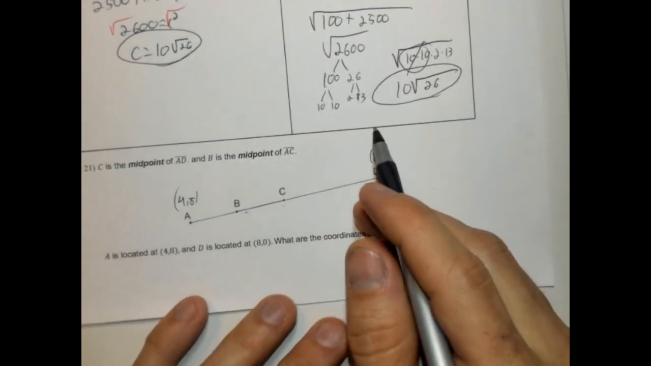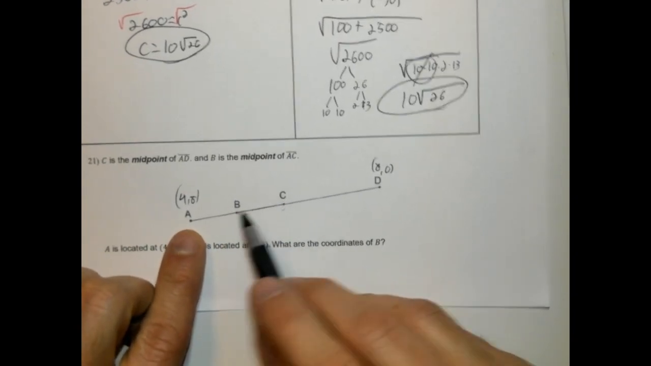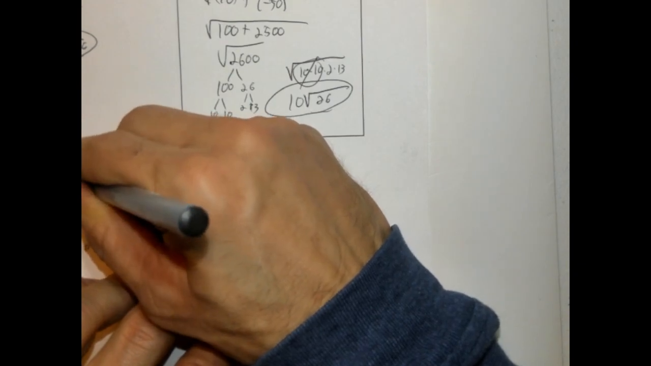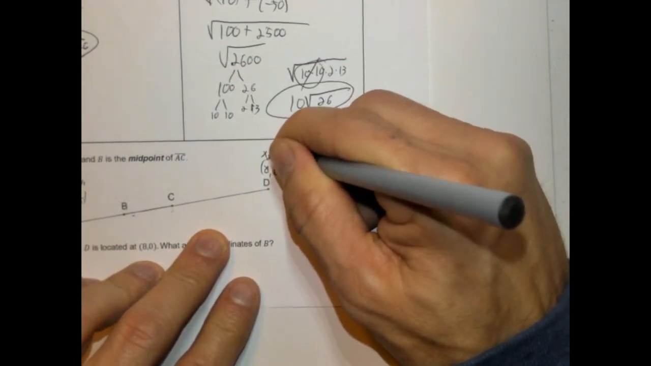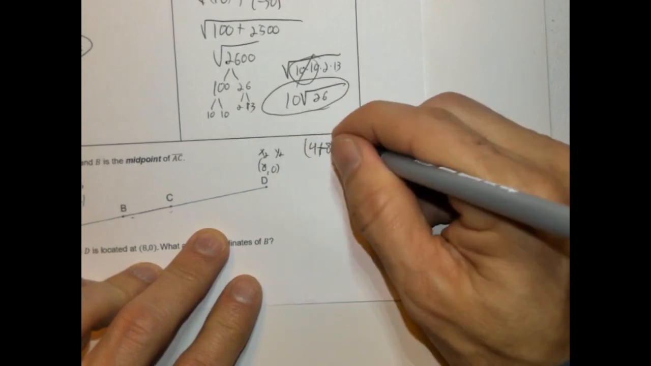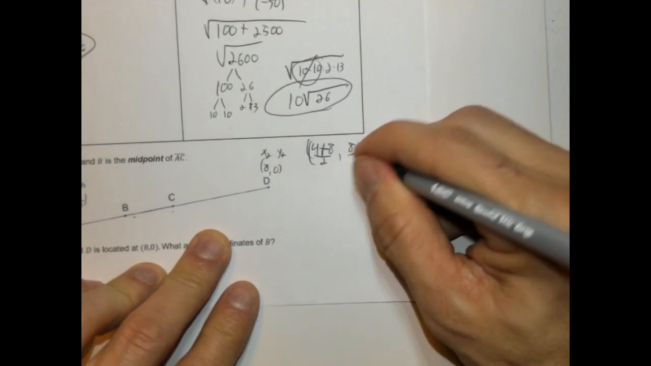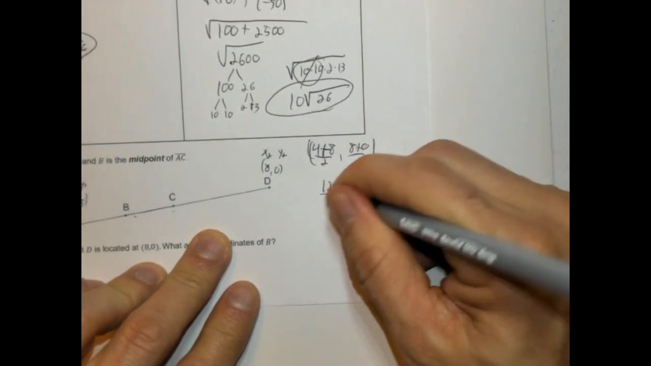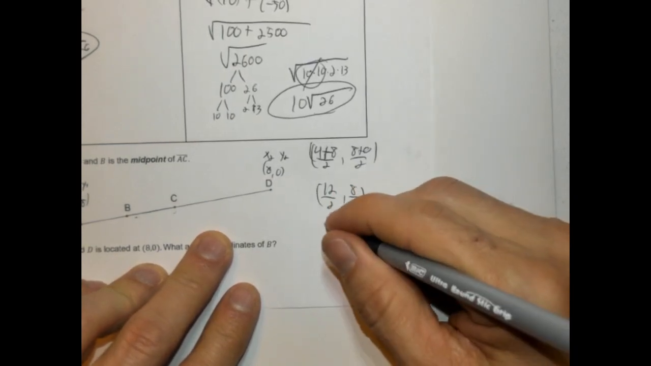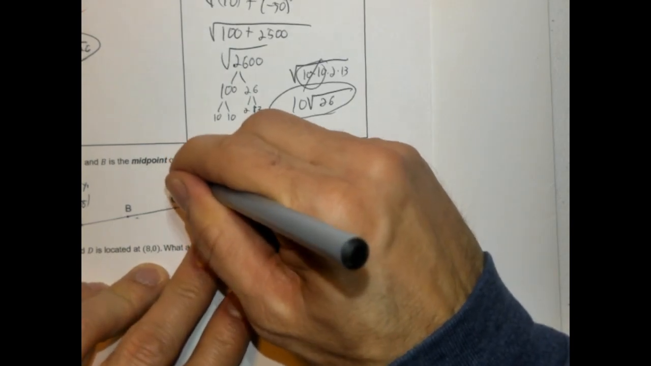Okay, so we basically need to find this midpoint, and then we need to find this midpoint. So first we're going to find this by using these two endpoints. We're going to label this as x1, y1, and x2, y2. So 4 plus 8 over 2, and then 8 plus 0 over 2. 4 plus 8 is 12, and then 8 plus 0 is 8. 12 over 2 is 6. 8 over 2 is 4. So this is 6, 4.